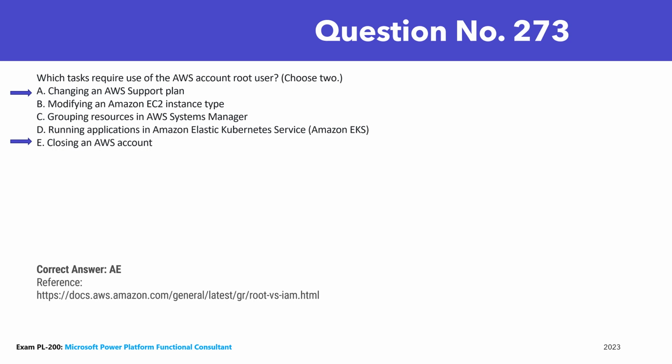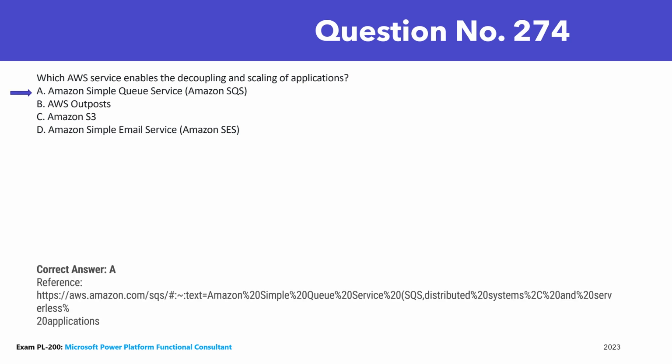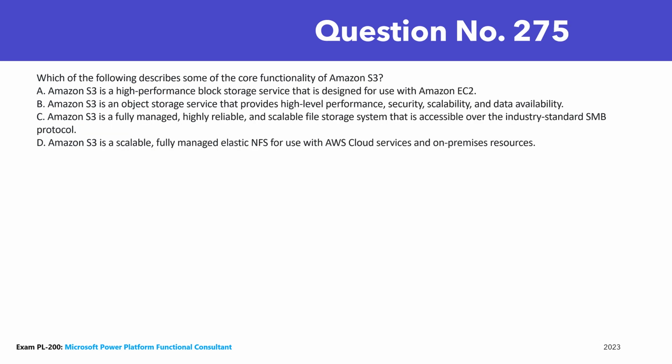Which AWS service enables the decoupling and scaling of applications? A. Amazon Simple Queue Service, Amazon SQS. B. AWS Outposts. C. Amazon S3. D. Amazon Simple Email Service, Amazon SES. Correct answer, A.